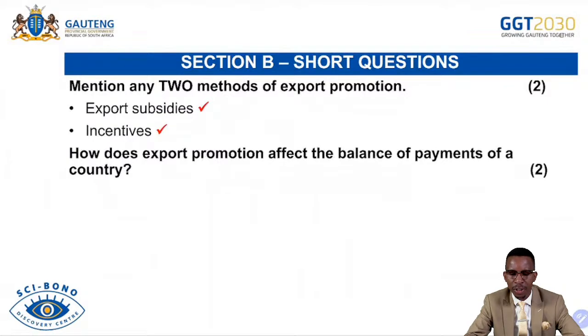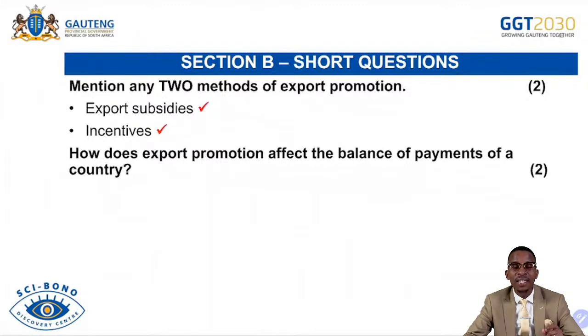How does export promotion affect the balance of payments of a country? Remember, if we promote exports, you have to be able to link now. If there is an export promotion policy, that will mean there will be a high volume of locally produced goods and services sold in the foreign market. That will mean our export volume will be increasing. So as the government promotes exports, there will be a high volume of exports flowing out of the country, which will then mean our exports might be increasing faster than imports.